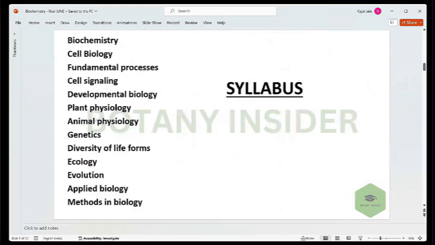Now, let's talk about the next segment, which is related to your syllabus. Talking about the syllabus, there are 13 units in total, starting from biochemistry till methods in biology. If you take up my suggestion, try not to skip any unit completely. Try to at least pinpoint or do at least 4 to 5 topics from every unit. Not exactly 4 to 5, at least 4 to 5 question topics from it.